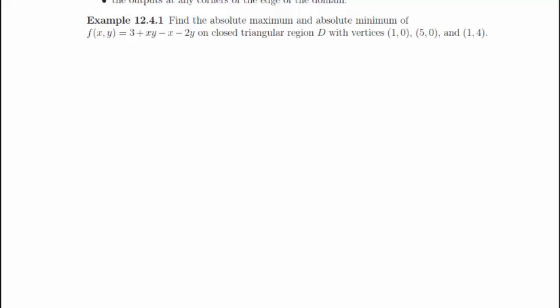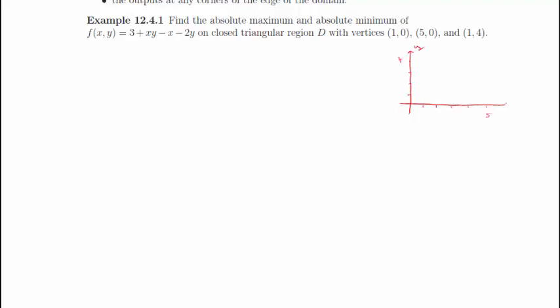So example 12.4.1: find the absolute maximum and absolute minimum of f of (x, y) equals 3 plus xy minus x minus 2y on the closed triangular region D with the vertices (1, 0), (5, 0), and (1, 4). So the edge of my domain, I want to draw these points out real quick so we can see where we're looking. Actually, this is just going to be first quadrant. I'm already guessing that I'm going to need to shrink this and move it out of my way. This is going to take up a lot of space.